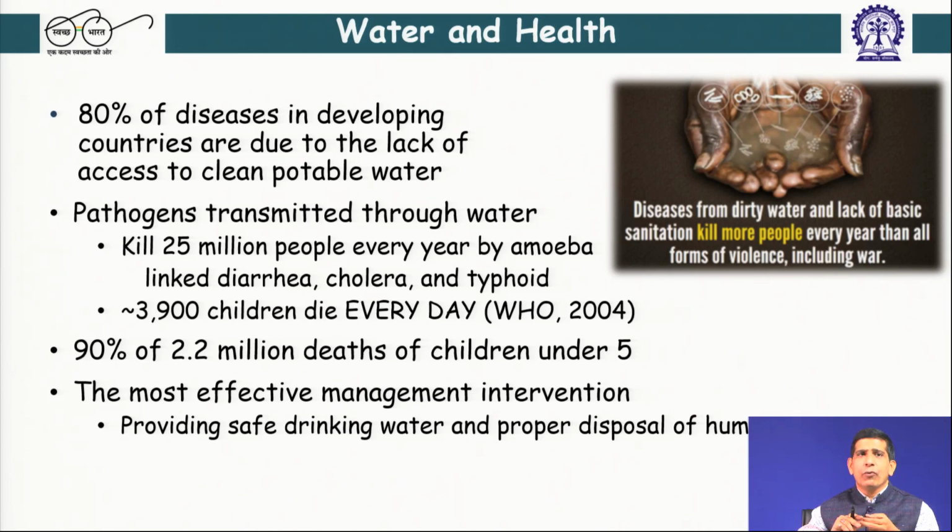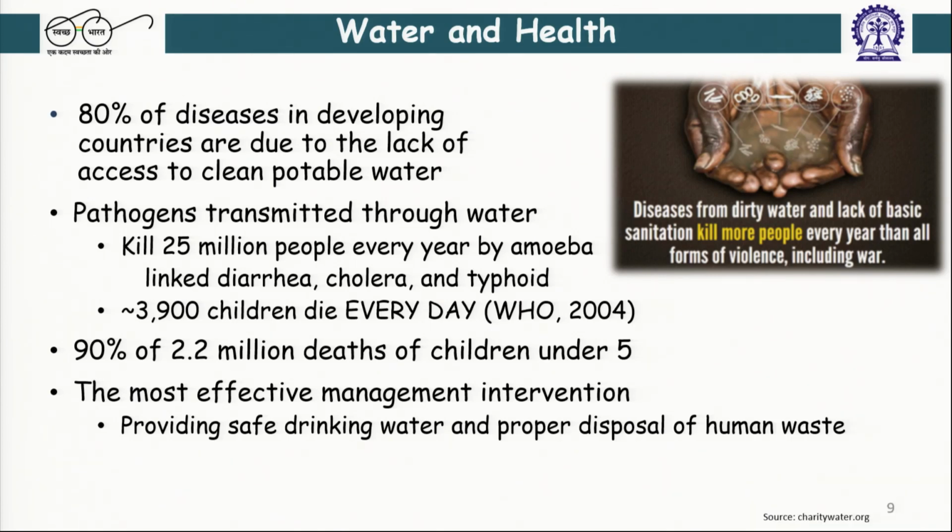As per one of the WHO reports from way back, nearly 4,000 children die every day. Hopefully this number is much lower now. 90% of the 2.2 million deaths of children were under 5. The most effective management intervention is providing safe drinking water and proper disposal of human waste. The basic message is that clean water is one of the most essential things you need. Without that, you really cannot do much, no matter what industry. Each and every industry needs clean water, as we do for our day-to-day survival.